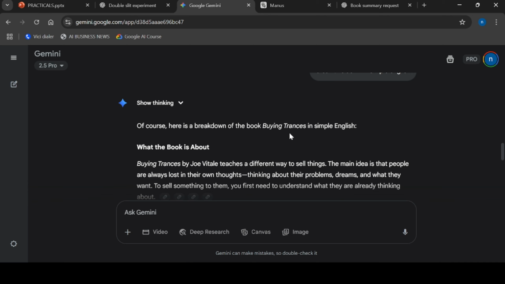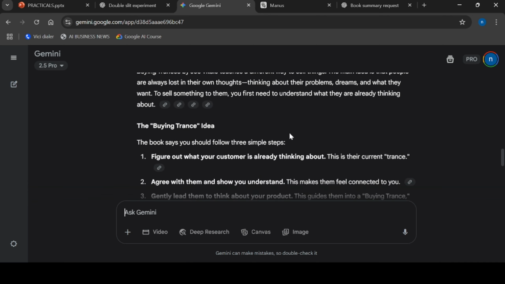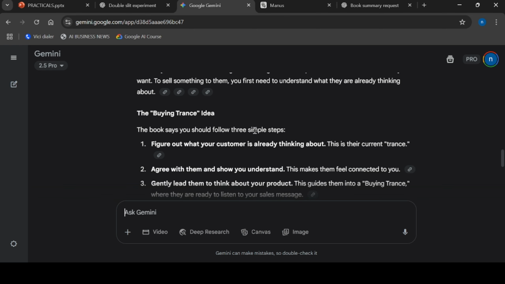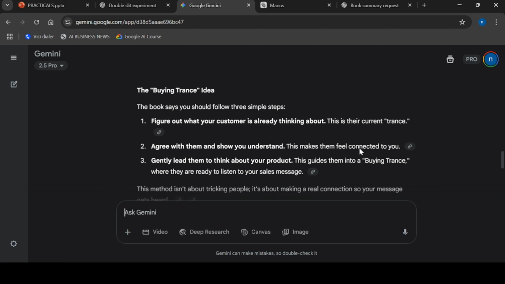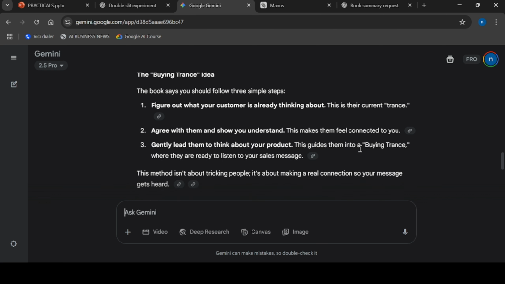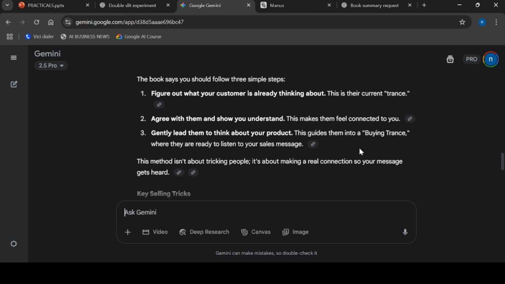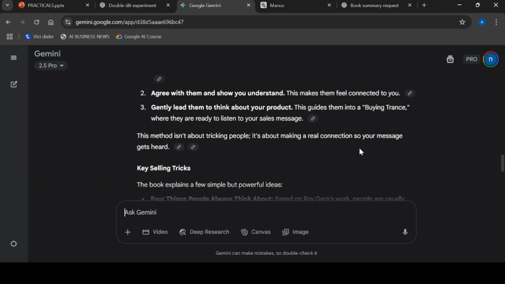Okay. Now, what the book is about. The book says you should follow three simple steps. Number one, figure out what your customer is already thinking about. This is their current trends. Number two, agree with them and show you understand. This makes them feel connected to you. Number three, lead them gently to think about your product. This guides them into a buying trance where they are ready to listen to your sales. Now, this method isn't about tricking people, it's about making a real connection so your message gets heard.